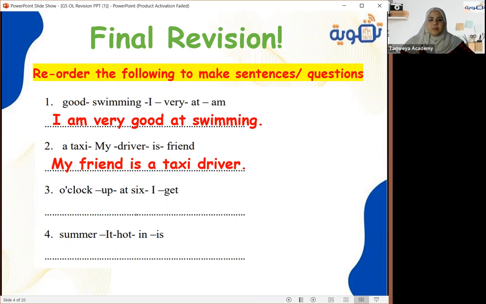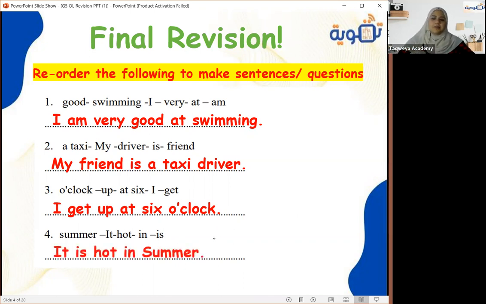Number 3, yes, definitely, we need a pronoun. So I take I, and then the verb, get up at 6 o'clock. I get up at 6 o'clock. Number 4, yes, thank you. So I need a pronoun, it, and then the verb is, and then it's hot in summer. It is hot in summer.